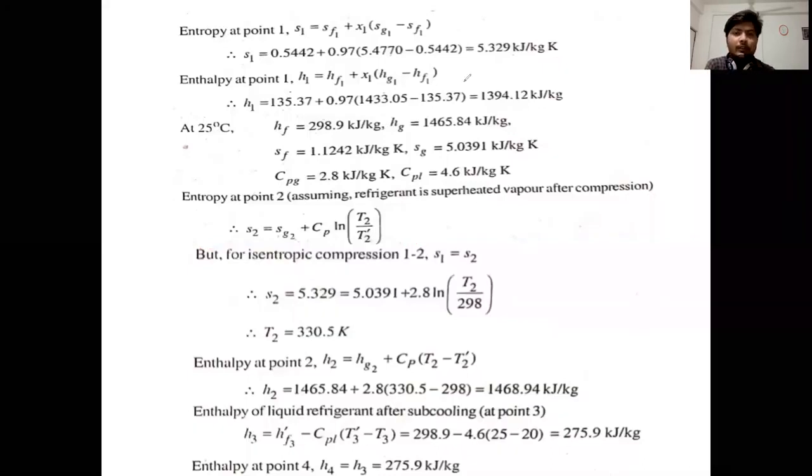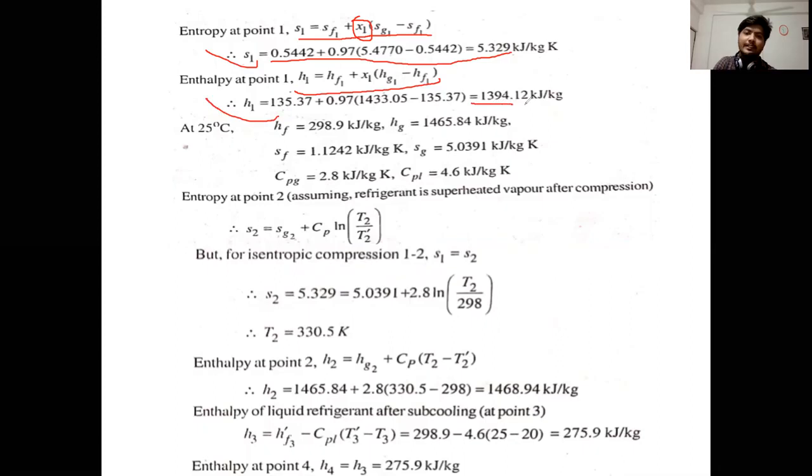Okay. Now calculate the entropy at point 1. Use this formula with all the values, and we calculate S1 because X1, the dryness fraction at point 1, is known, so S1 is known. Now enthalpy at point 1: if we know S1, we calculate H1, that is 1394.12. At 25 degrees, all the data are given and taken from the table.